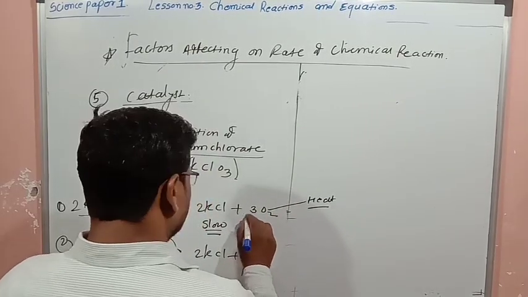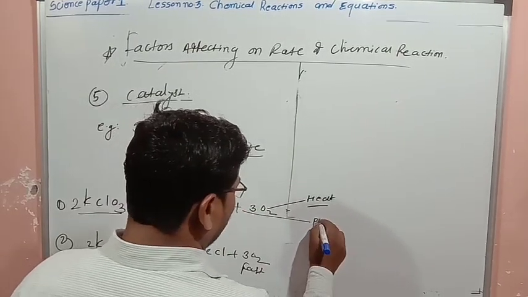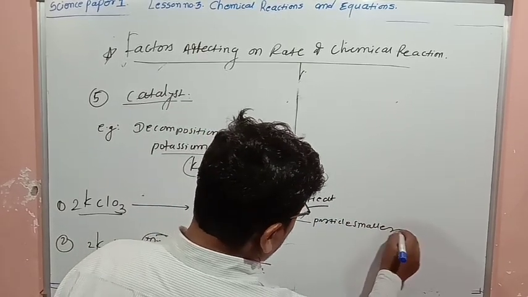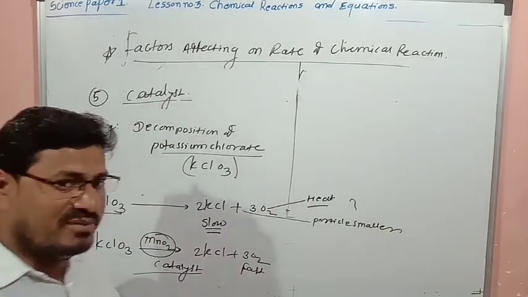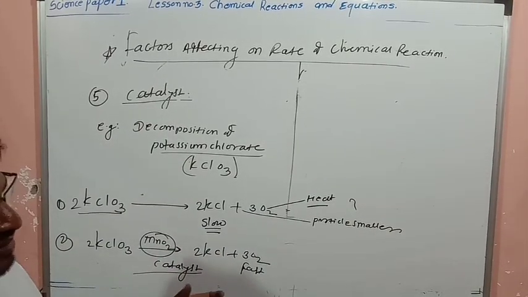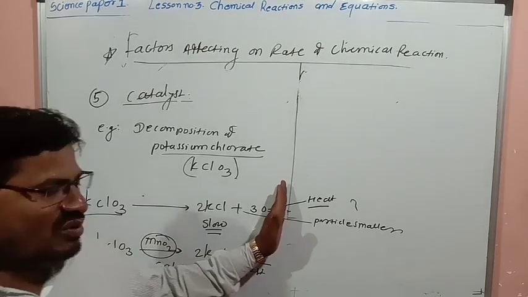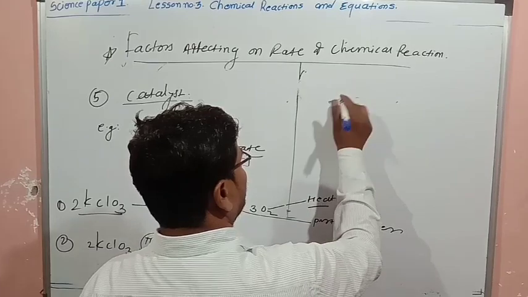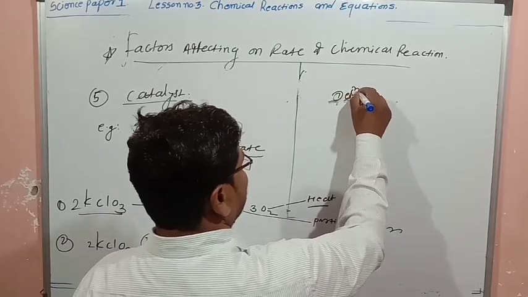Suppose if you make the particle size smaller, again the rate of chemical reaction will not increase. But if you are using a catalyst, the rate of the chemical reaction increases. So we can take the definition of catalyst.